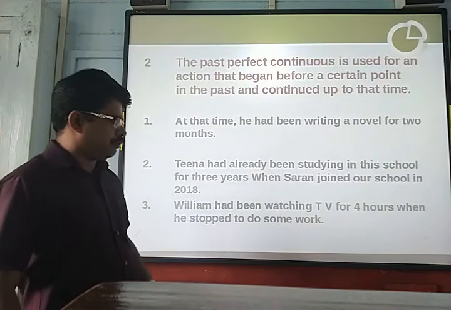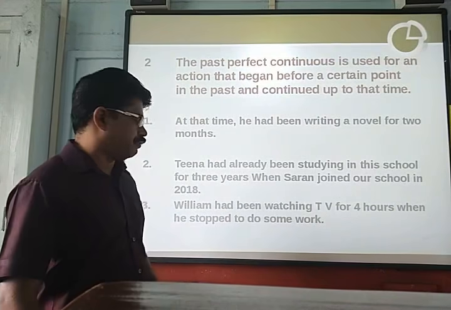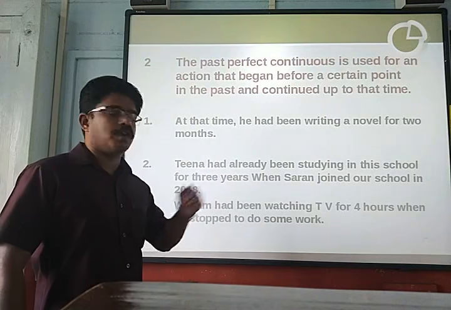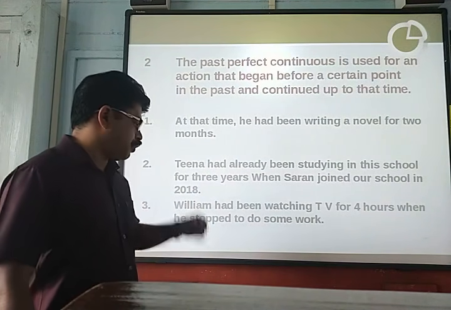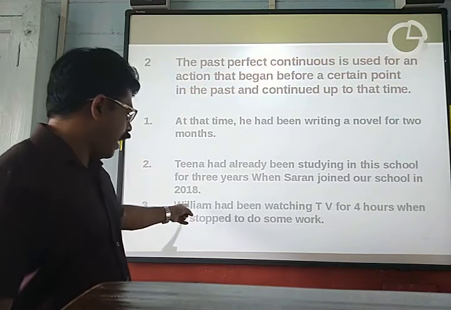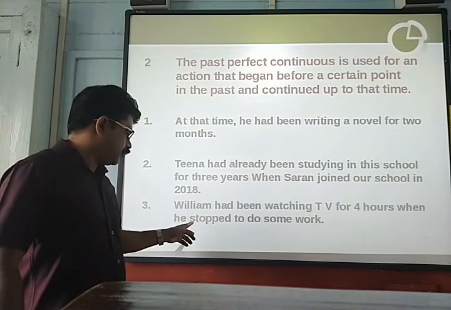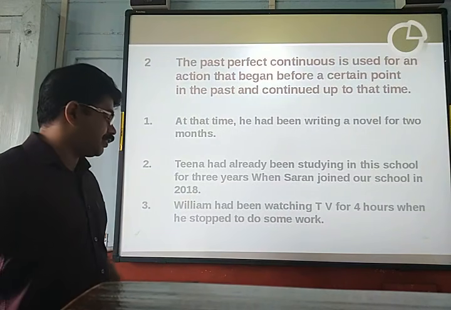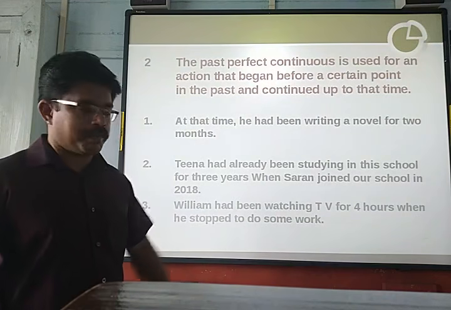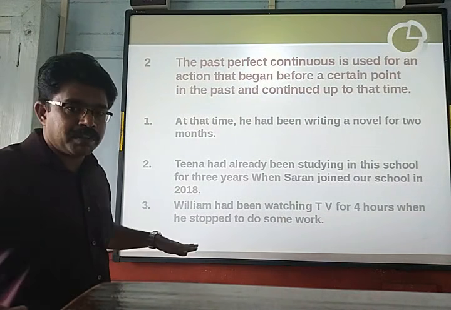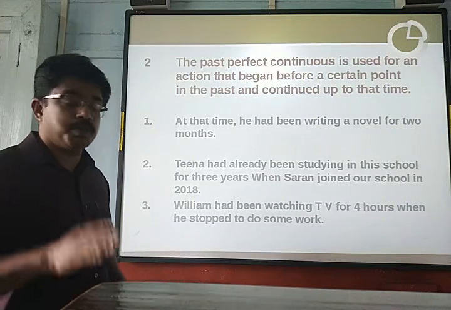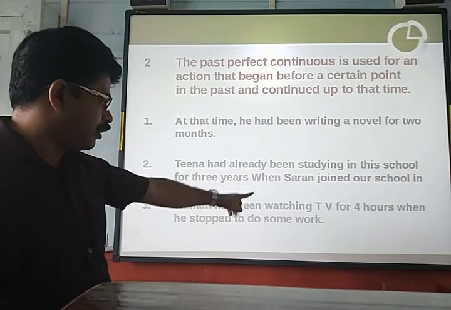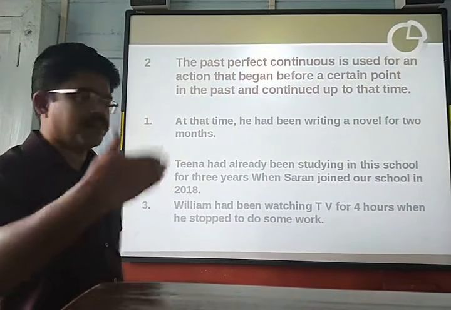William had been watching TV for 4 hours when he stopped to do some work. Now, "had been watching TV", so that activity was in progress, but he also did something else. What is that? He stopped the work. He has stopped. That means that activity has come to an end. Now this activity, what he had been doing, is already over. He has gone for some other work.